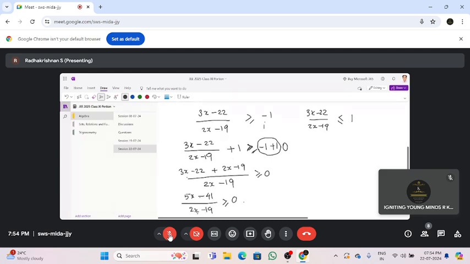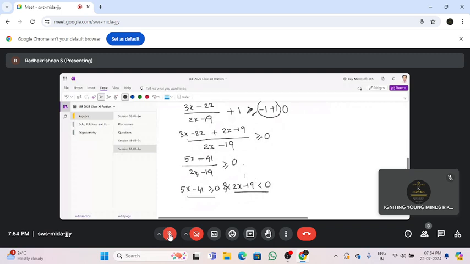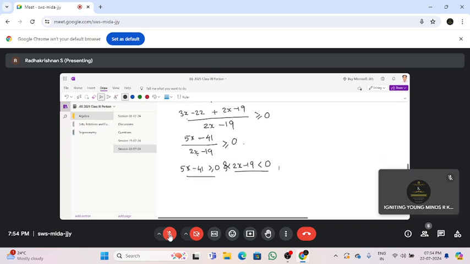So here, the way we should go about it is to add 1 on both sides. Then the equation becomes like this. Now this means both the numerator and denominator should be greater than or equal to 0, or both should be less than or equal to 0. So the first case is both should be positive. That is what I'm taking. That means 5x minus 41 should be greater than or equal to 0, and 2x minus 19 greater than 0. Sorry, I put minus, that is wrong.